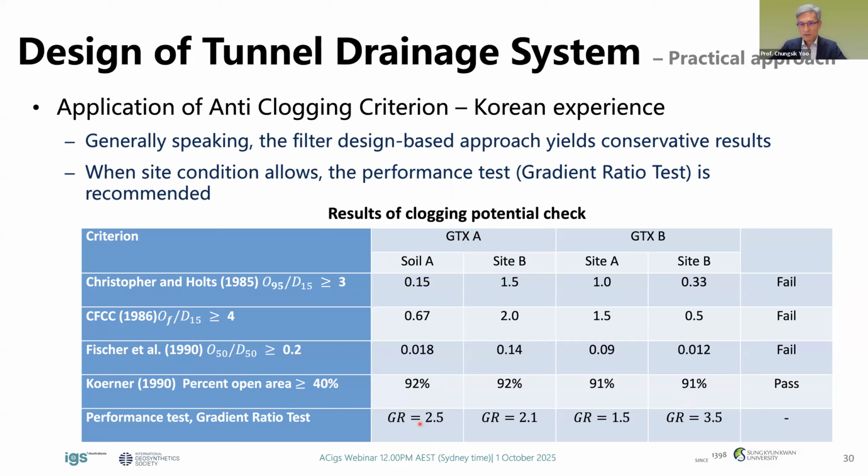So my recommendation is, even though the empirical formulas are conservative, let's check the clogging potential with the empirical formula together with the physical performance test, which is the gradient ratio test. And doing this is better than not doing it.